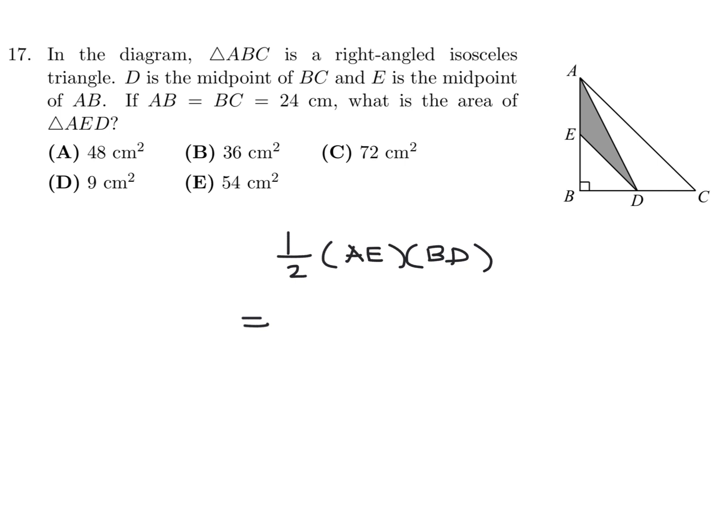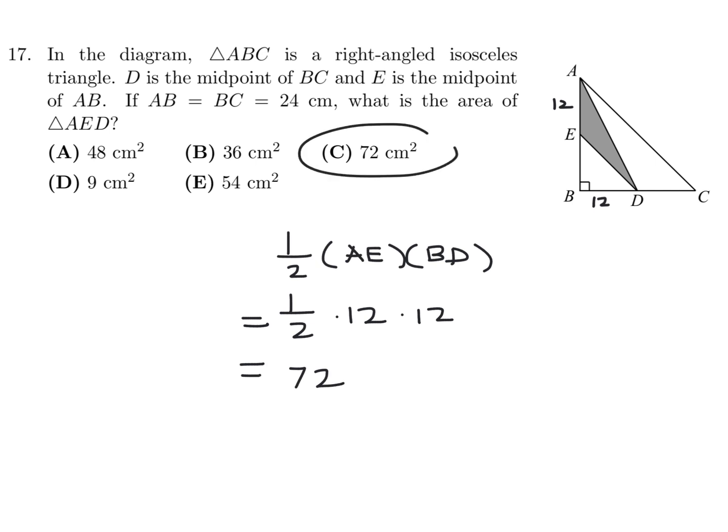So since BC is 24 and D is the midpoint, BD is 12. And similarly, since AB is 24 and E is the midpoint, AE is also 12. So this is 1/2 times 12 times 12. And that, I believe, is 72. So therefore, number 17, the answer is C.